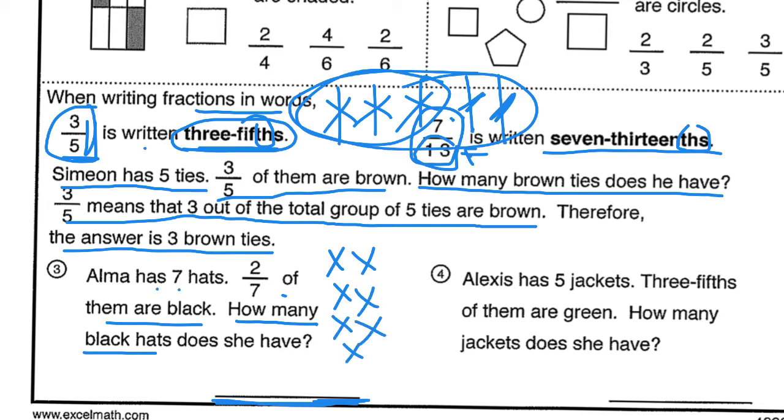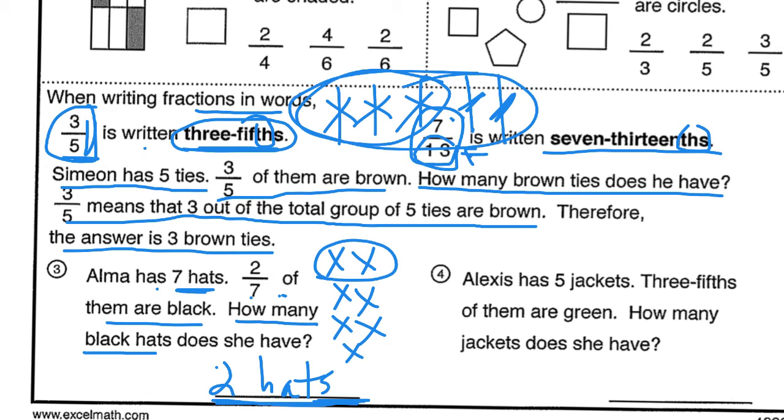It says Alma has 7 hats, so there's the 7 hats. It says 2/7, or 2 out of 7, are black. So they basically are telling you the answer that it's 2 hats. If you wrote 2 black, add the word hats after black. You don't have to erase it, but black describes the hats. These 2 objects are actually hats.